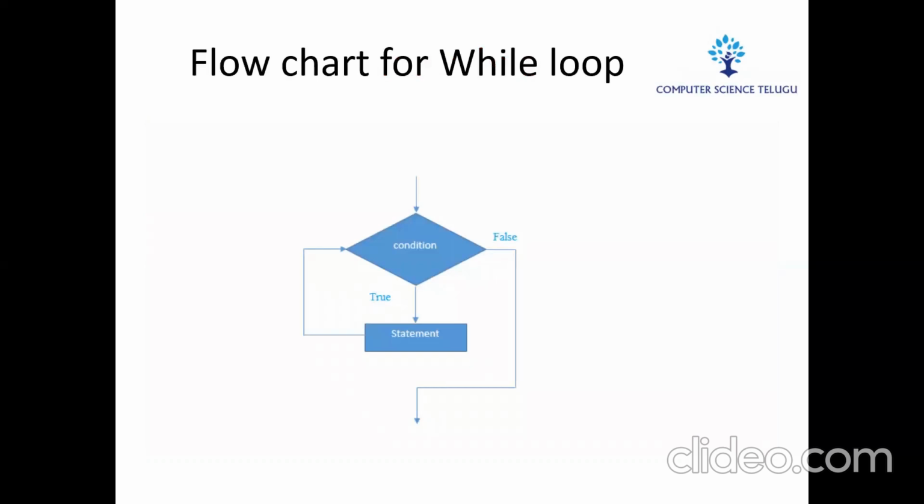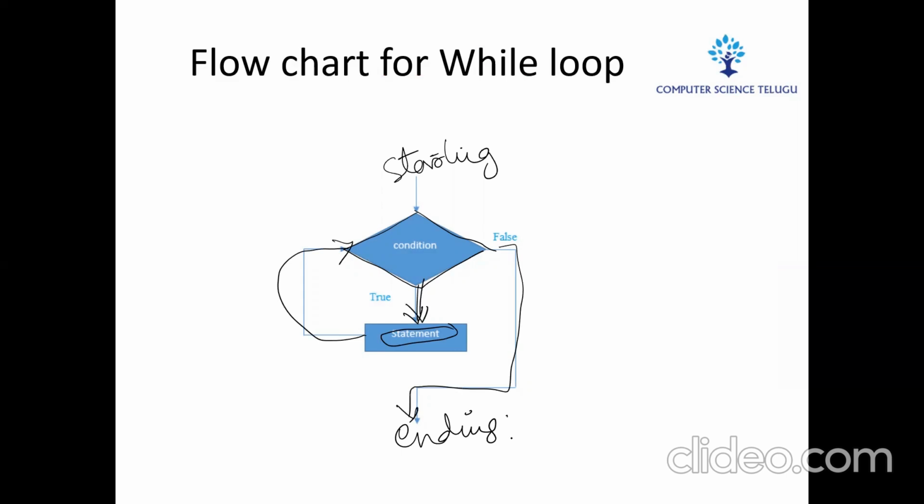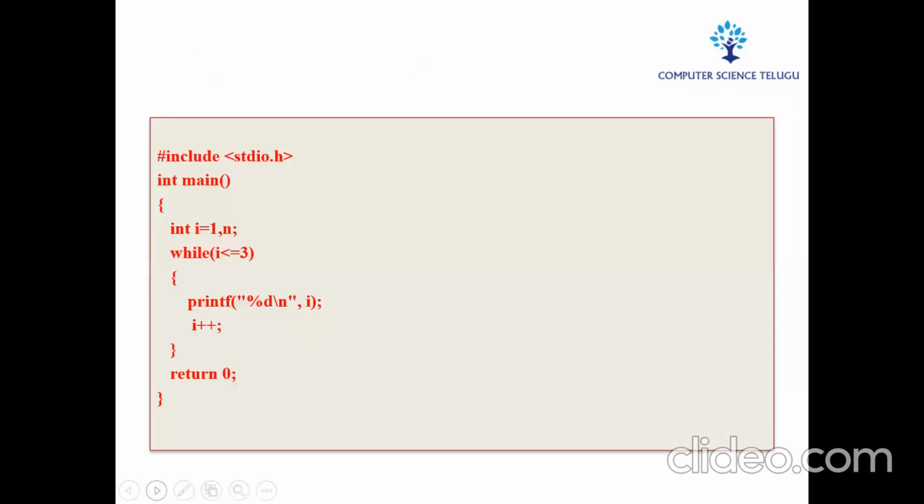Now you see this is a flow chart for the while loop. In the while loop, this is called the starting point and this is called the ending point. So what is going to happen? First it will come here and check the condition. If the condition is true, it will execute the statements, and again it goes to check the condition. If the condition is false, it ends. That is also called exit. We will see one example regarding this while loop.